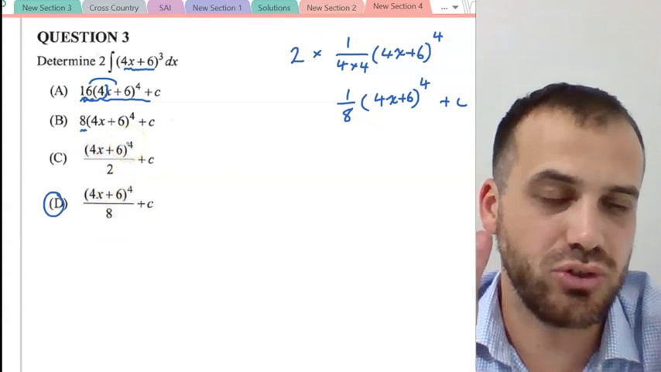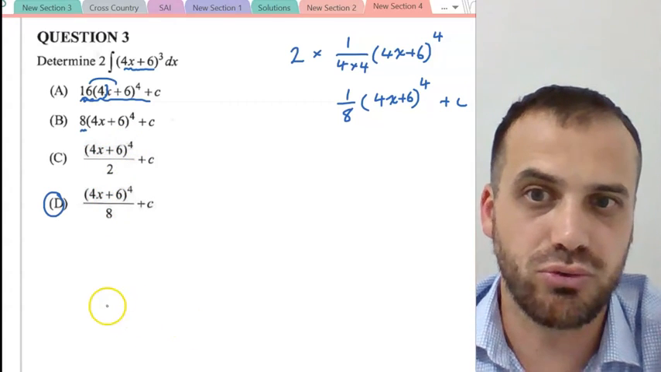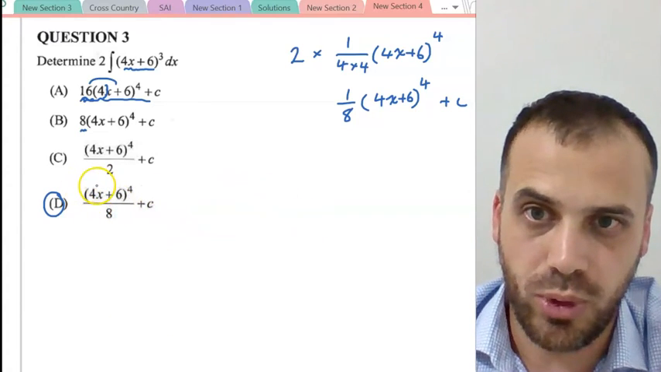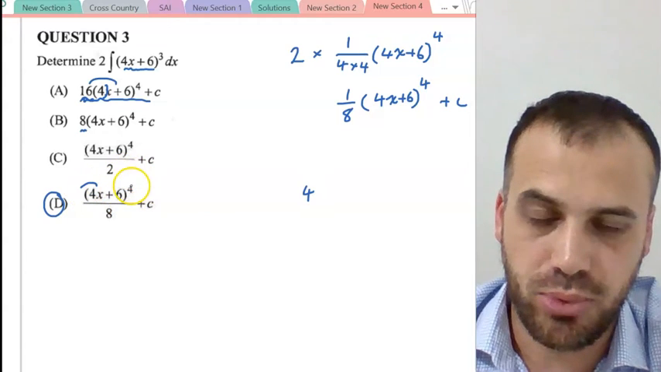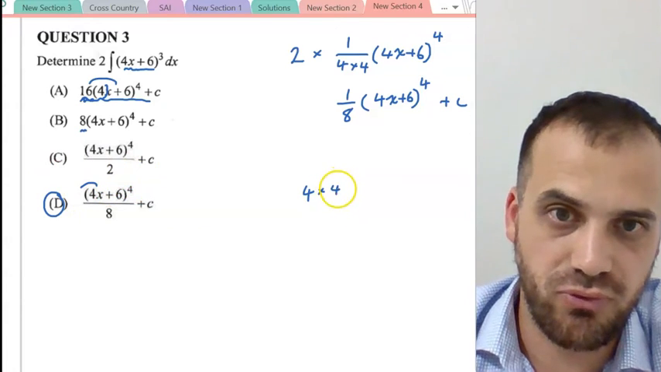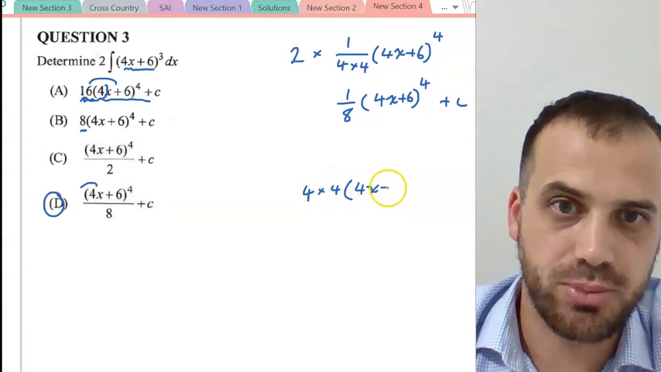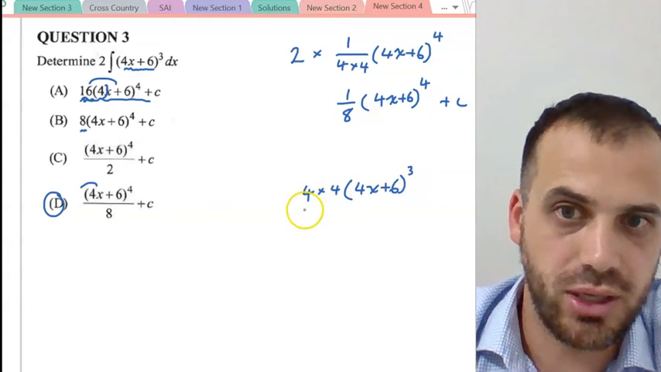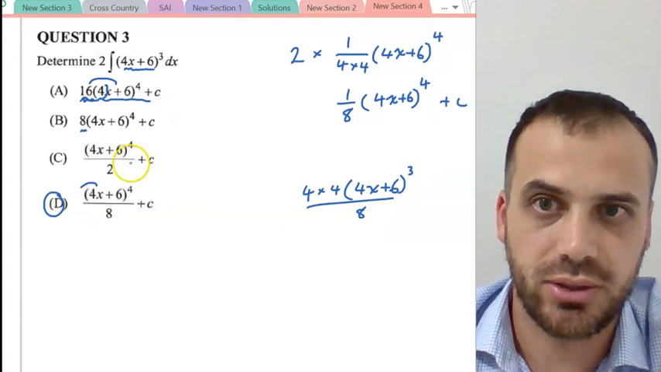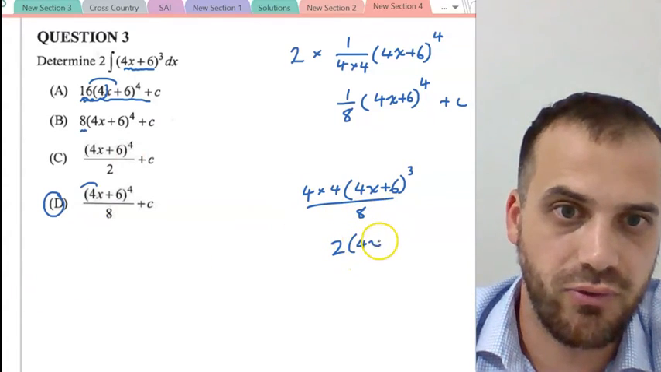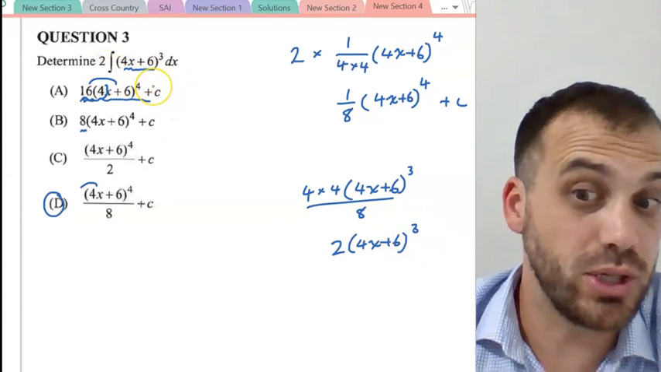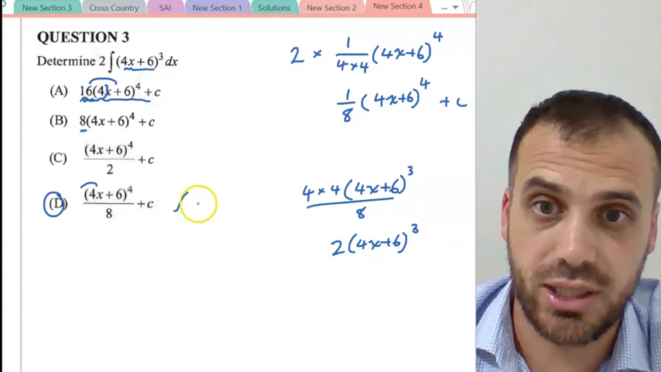Okay, so if you're not strong on your integrals, try using your derivatives again. So if I was to use this one, I would bring the power out, so it's 4 times 4, bracket 4x plus 6 to the power of 3, all divided by 8. And then I get 16 divided by 8, which is 2 bracket 4x plus 6 to the power of 3, which was our original question. So I must be right, D is the correct answer.